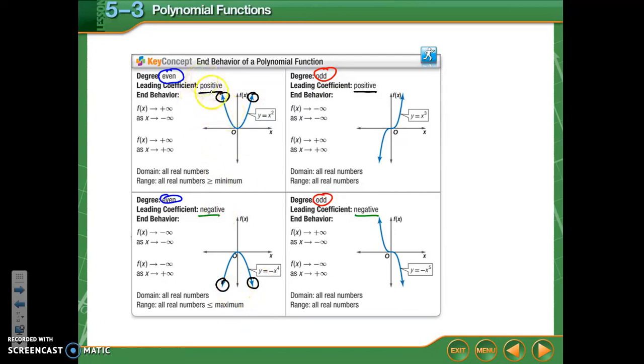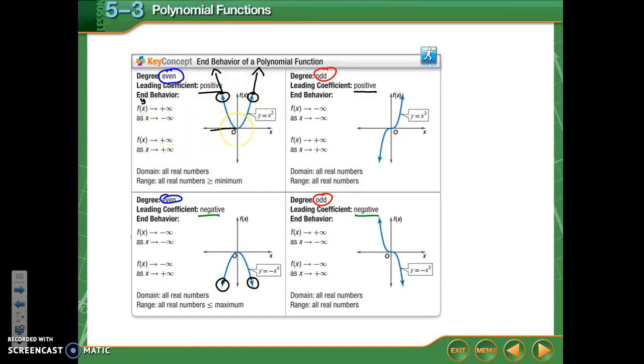Okay, if the leading coefficient is positive, it opens up, just like with parabolas, and if the leading coefficient is negative, it opens down. So this is the way we talk about the end behavior. The end behavior means what's happening off at the ends of my function. So notice, both of these ends will go positively to infinity. So we say f of x, which is the same as y, goes to positive infinity as x goes either to negative infinity or positive infinity.